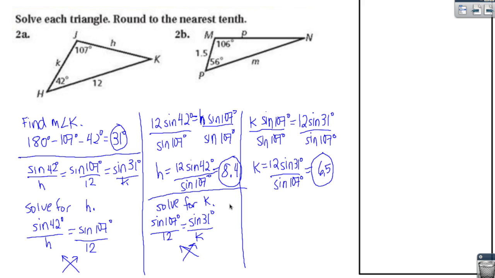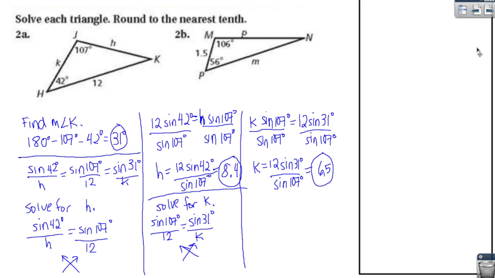To solve for k, we've listed it down as well. At this point, you have the option to choose and use the same expression I did, sine 107 over 12, or if you prefer to use sine 42 degrees over h, since we found h, that will work just as well. And once we've done that, k can be found by using the expression 12 multiplied by sine 31 degrees all over sine of 107 degrees. After evaluating in our calculator and rounding to the nearest tenth, we found that side k is actually 6.5 units. So this was for 2a.